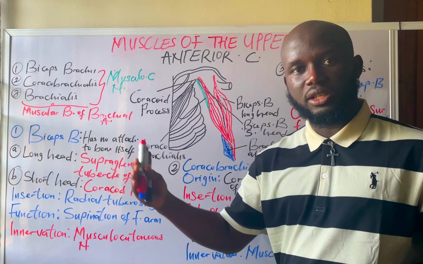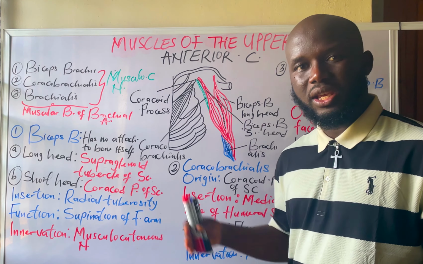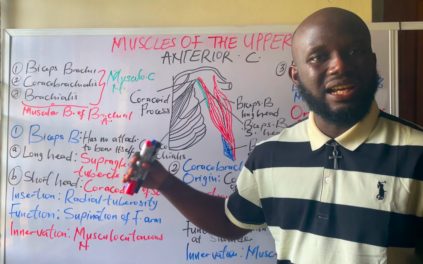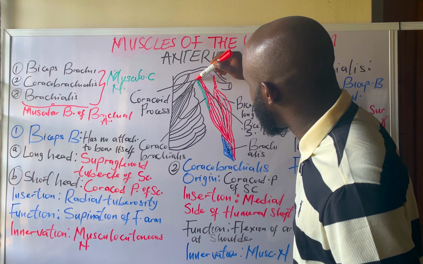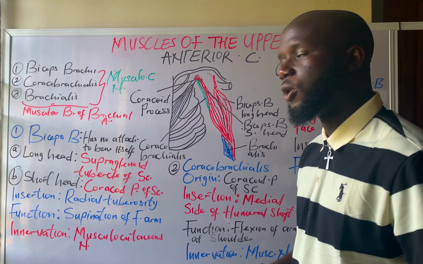The origin is the fixed part, while the insertion is where it inserts. So let's start with the biceps brachii. Now the biceps brachii has no attachment to the bone itself, but the long head and the short head both originate from different positions. Earlier we said that the biceps brachii has two heads, the long head and the short head. The long head originates from the supraglenoid tubercle of the scapula, while the short head originates from the coracoid process of the scapula. So the coracoid process of the scapula is somewhere around there.